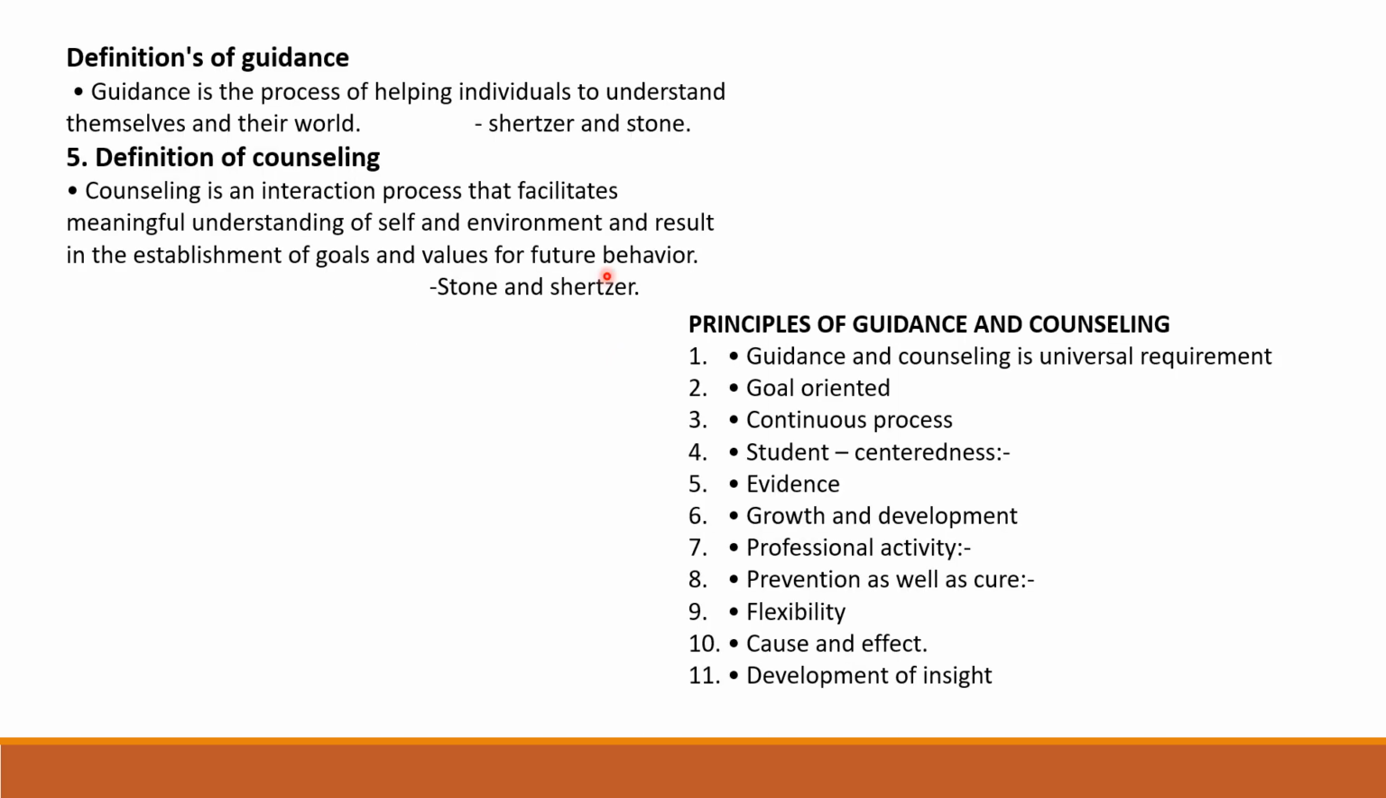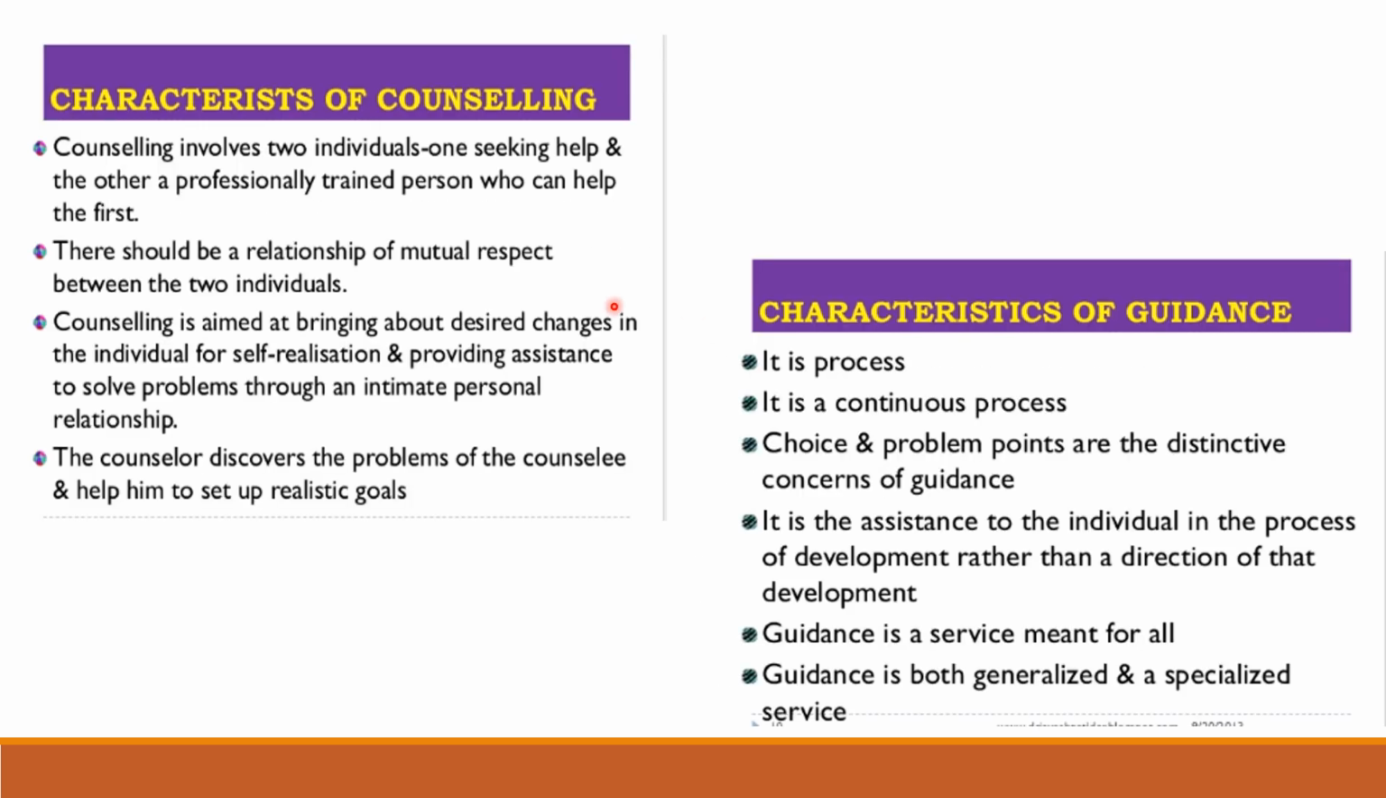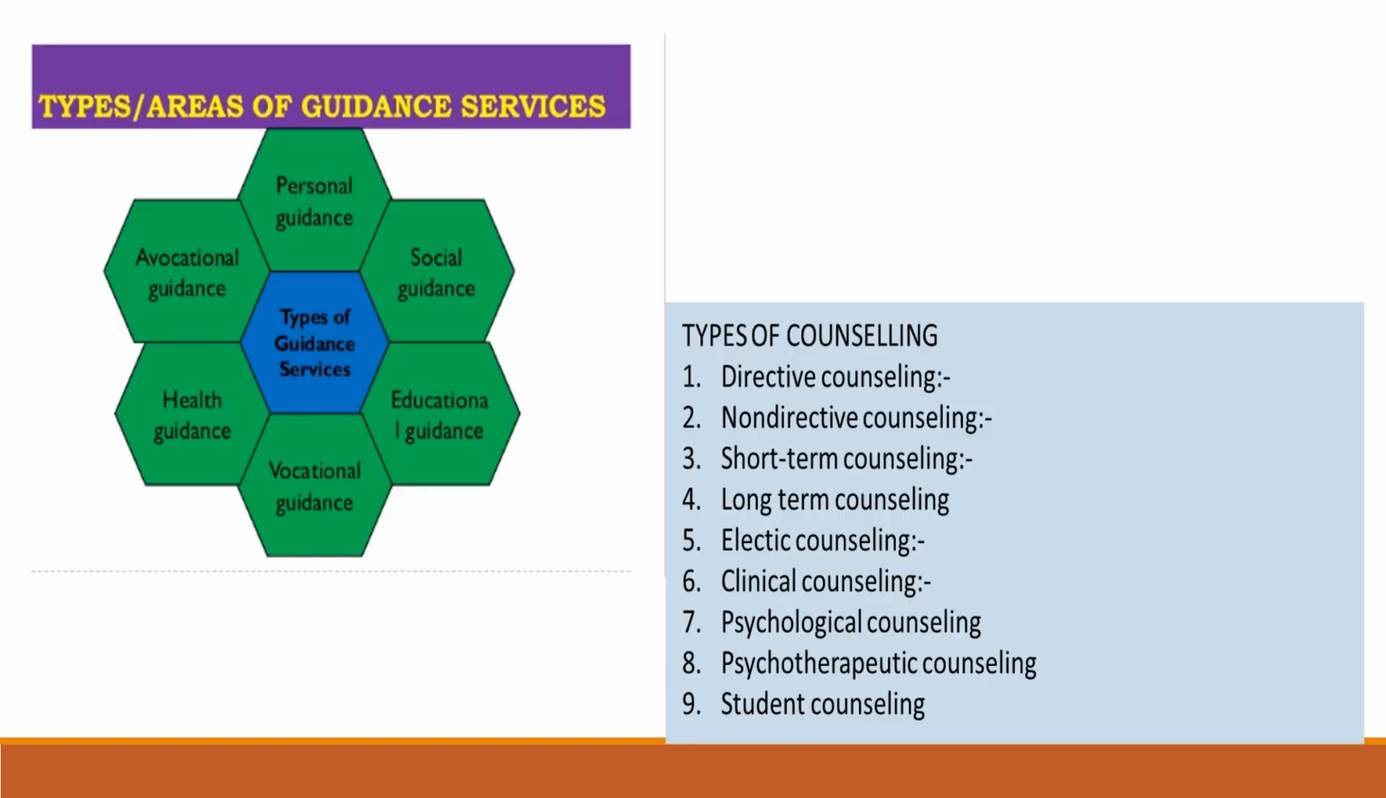The answer key includes the definition of guidance and the definition of counseling with the author's name. Then you have to mention the principles of guidance and counseling. Then write about the characteristics of counseling and the characteristics of guidance. Then go to types of areas of guidance and counseling. You have to mention this in a diagram like this and explain each one in a little detail.